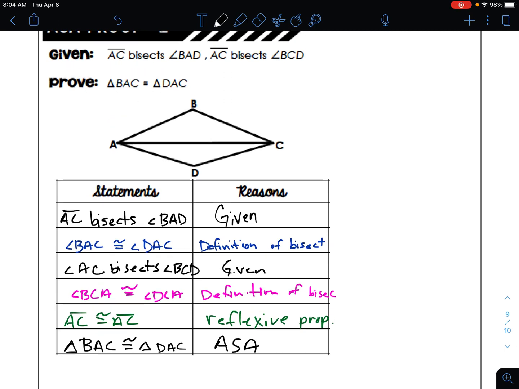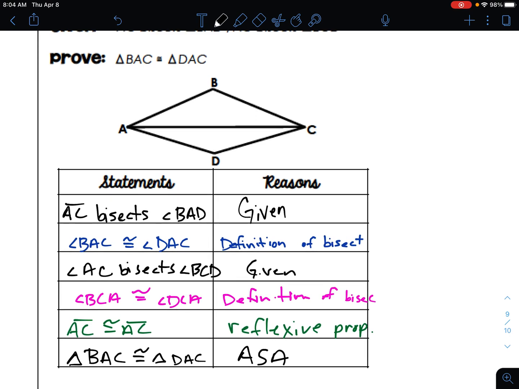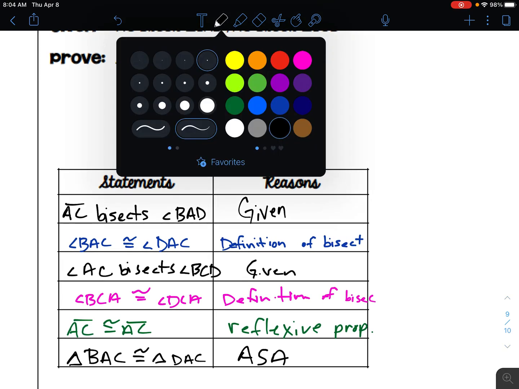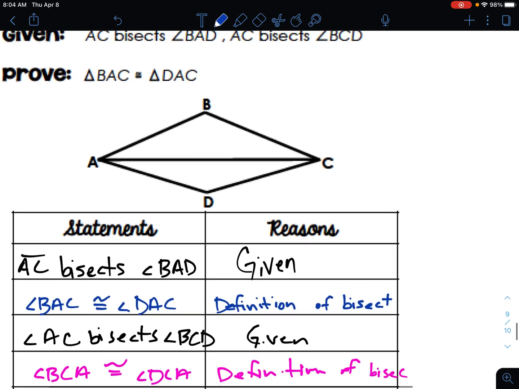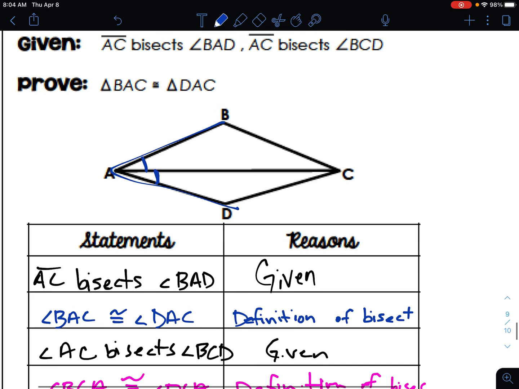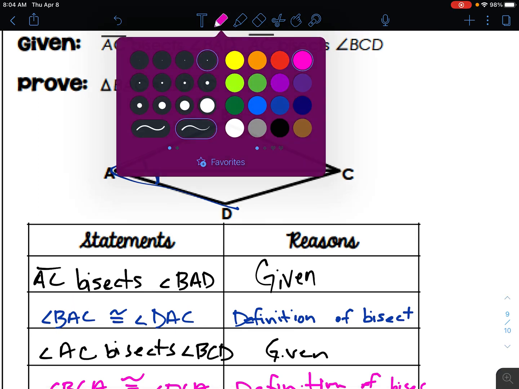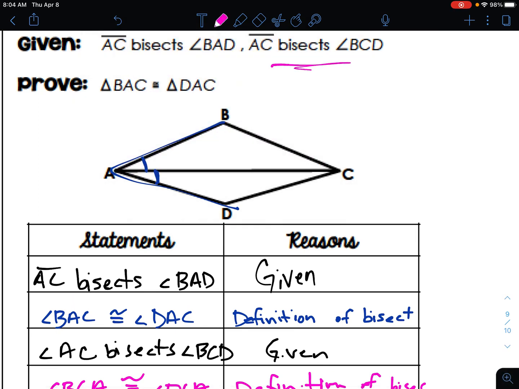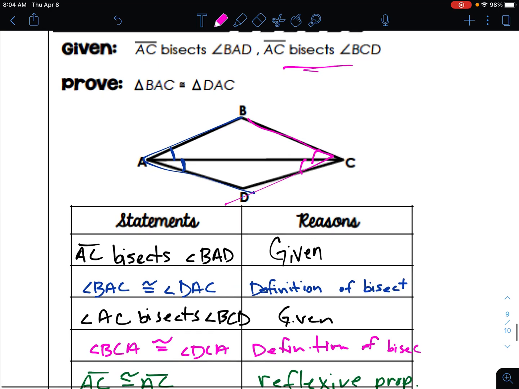All right? I didn't have it marked up. There's a lot of bisects on this. So AC bisects BAD, right? So BAD was this guy. So I can put tick mark there and a tick mark there. And then AC bisects BCD, which is this guy here. Those tick marks.